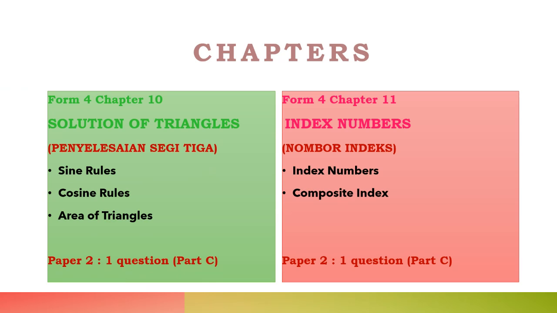So remember, in your part C, Kertas 2, you need to answer 2 questions out of 4. And the 2 easiest questions to answer are these 2 topics: solution of triangle and index number. And remember, this gives you the highest mark allocation, which is 10 marks for each question. So if you master these 2 topics, it will be good for you to gain a better result. These are the 2 topics.